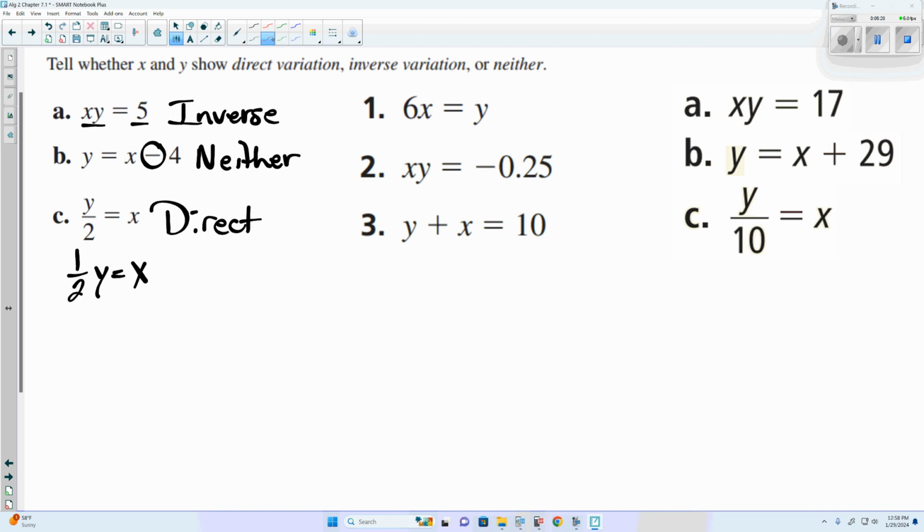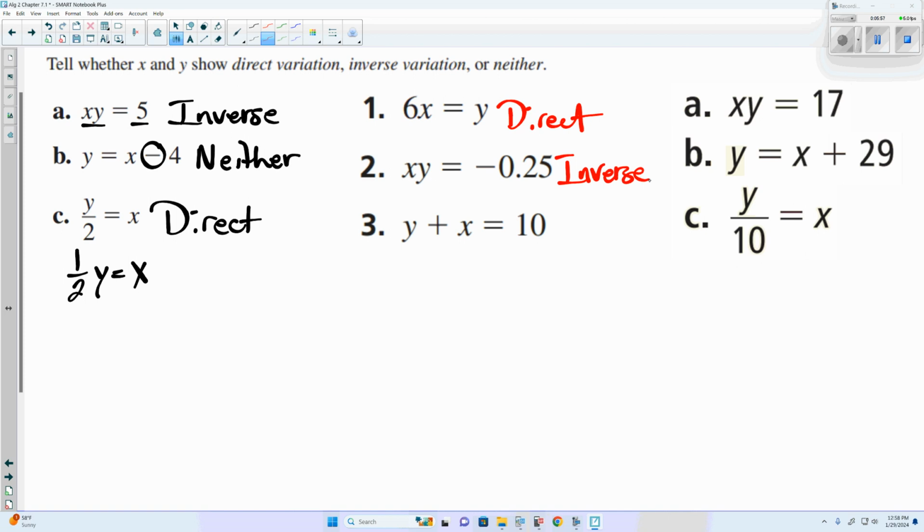Now let's look at number 1. 6x equals y. Would this be direct, inverse, or neither? Direct, because y equals a x. So this would indeed be direct. Our value of a would be 6. How about number 2? That's inverse. xy would be... Inverse. Number 3.